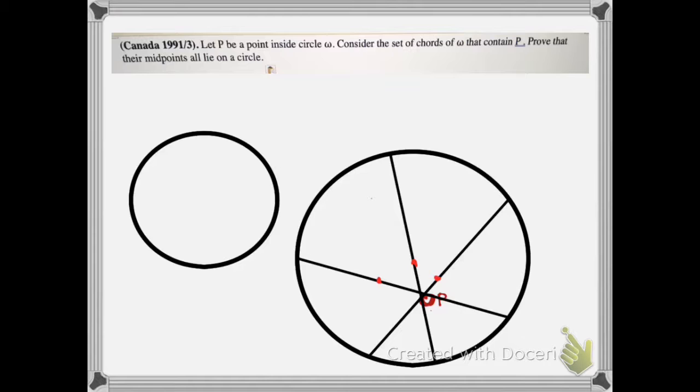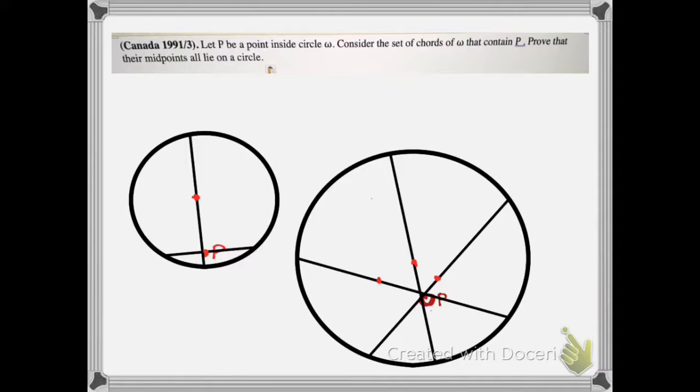Let's look at an edge case, and what I mean by that is an extreme case where the point P is right near the circumference of the circle. Okay, and so now that we have our edge case, let's see if that is going to help us. So I'm going to consider this chord, and I'm going to consider this chord. Okay, and let's look at the midpoints then. One of the midpoints is about where P is, and one of the midpoints is way away from P.